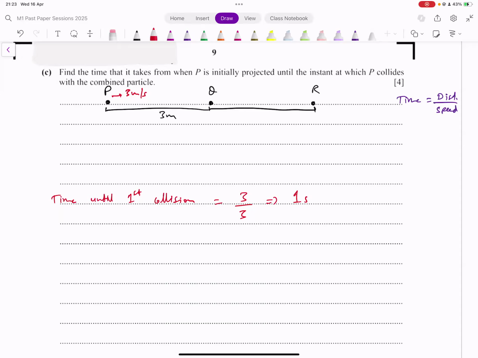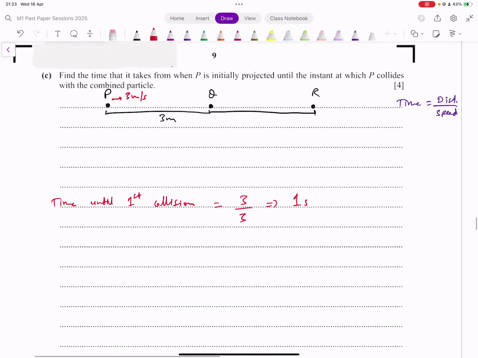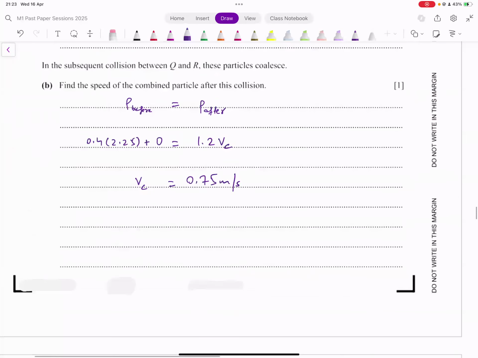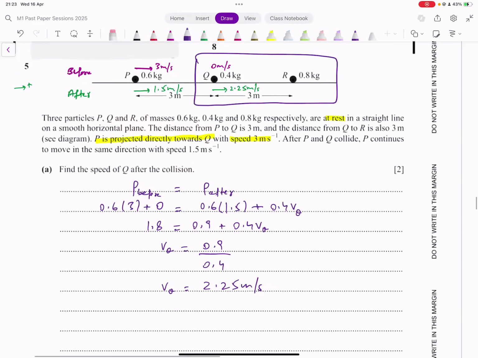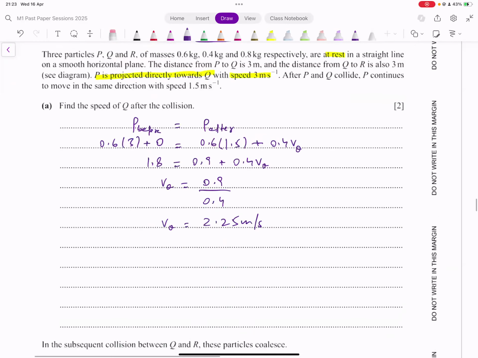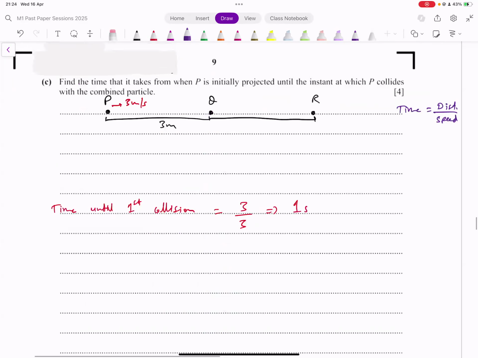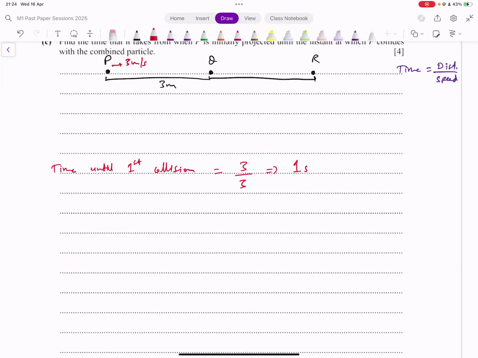Once P has collided with Q, P continues to move towards the right side at 1.5 meters per second. So now what happens is P has reached this point. So I'm going to erase the previous working here. Maybe just keep it like this. This is 3 meters. This was 3 meters. So now the situation is P and Q, they have reached this point. Both of them are at this point. P is also here now.